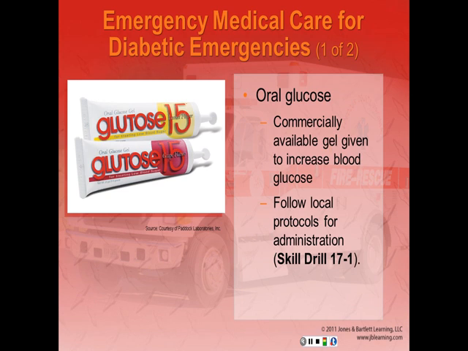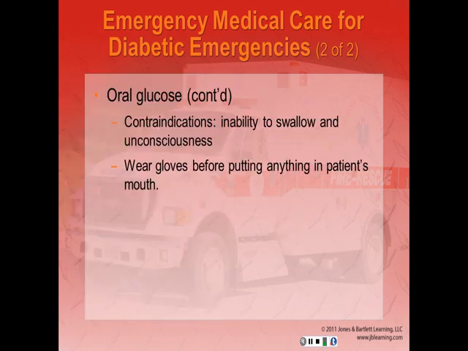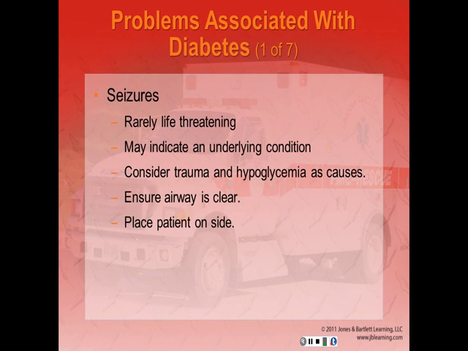Oral glucose is a commercially available gel that is given to increase a patient's blood glucose level. One tube contains one 30-gram dose. Trade names are Glucotose, Instaglucose. Follow the local protocols for glucose administration, and this is in Skill Drill 17.1. The only contraindications are the inability to swallow and unconsciousness, because aspiration may occur, and you should always wear gloves before putting anything in your patient's mouth.